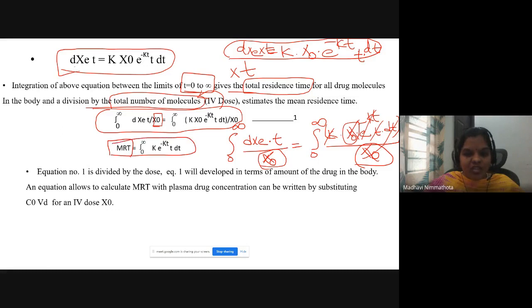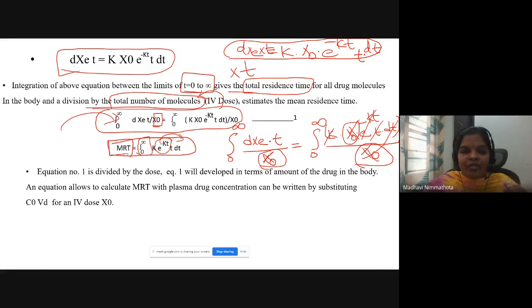The equation is this. So why are we taking x naught here and why are we removing x naught here? The reason is, here we are calculating the total number of molecules, but here we are calculating the residence time of the molecules. So the residence time is changing from 0 to infinity with respect to the exponential form of the elimination rate constant. It is not in the sense of the total number of molecules.